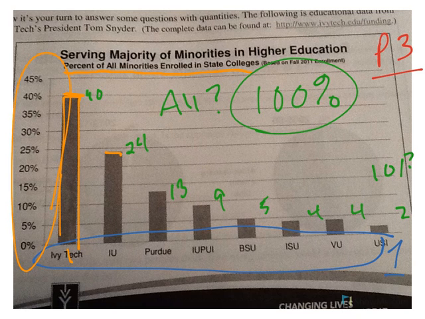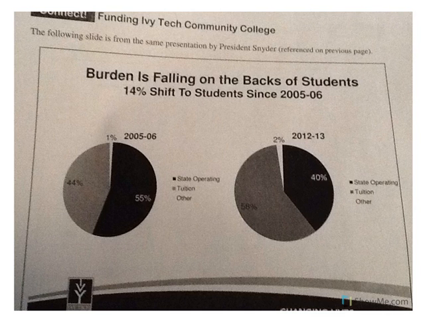All right, let's turn the page and go to page 4. Page 4 is pie graphs. So we're looking at these. We've got 2005-2006 to 2012-2013 state operating budgets. So when you look at question number 1, the pie chart highlights a 14% shift. It says it right here, 14% shift to students since 05-06. What does that mean?